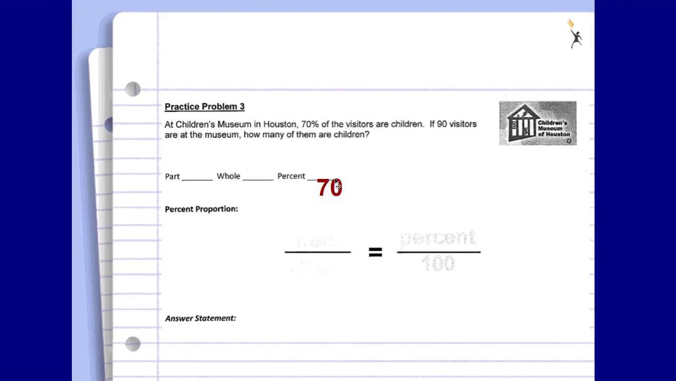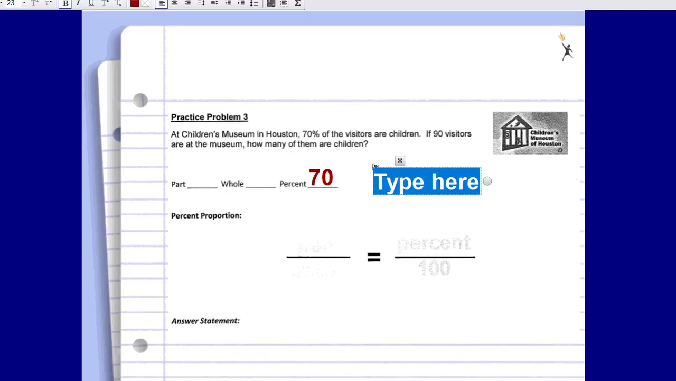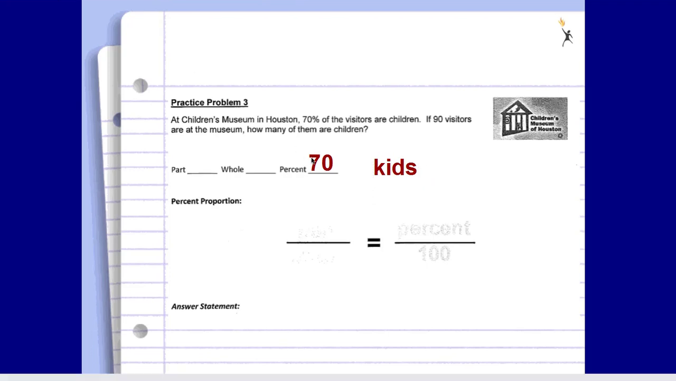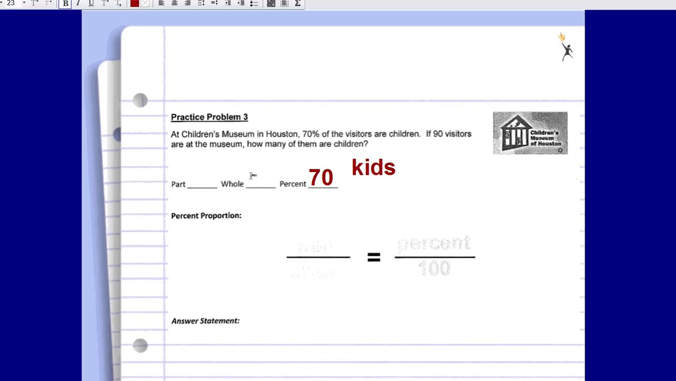What does the 70% represent? It represents children. So I'm just going to write kids. Okay, then it says if there are 90 visitors, well, that's your whole amount, the 90. There are 90 visitors. And we're wanting to know how many are kids. So we're looking for the part. And the part that we want to find is the number of kids.